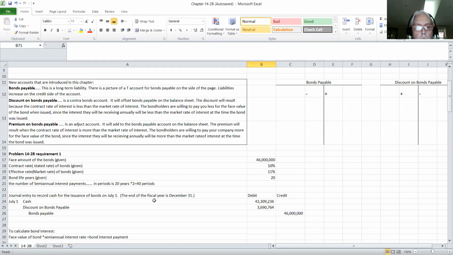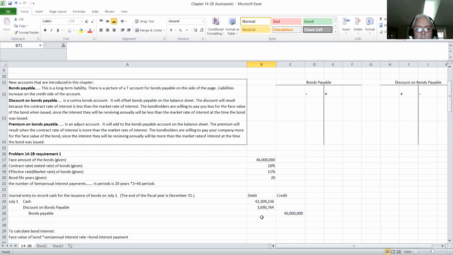Now, something that's important for you to know is that the fiscal year end is going to be December 31st. So we've sold these bonds on July 1st. Actually, we're going to hold them for a period of 20 years. And then we're going to have to pay back the face amount of that bond at the end of 20 years. So July 1st, 20 years later, we're going to be paying back the amount of the liability, $46 million.